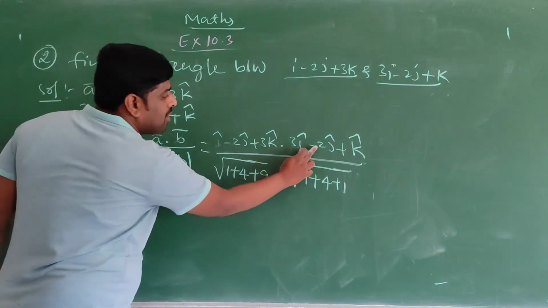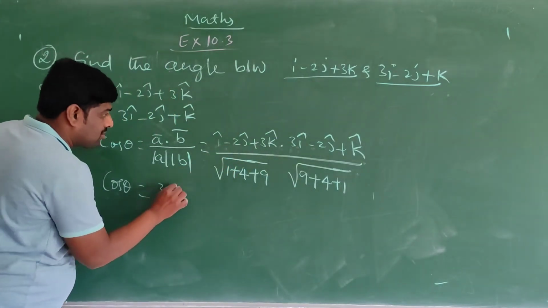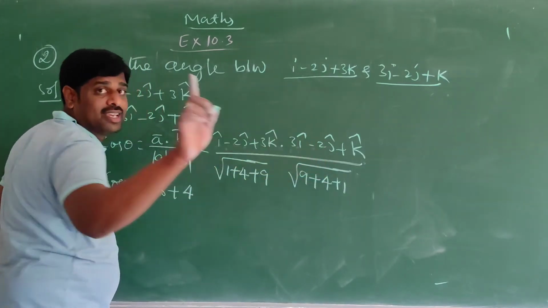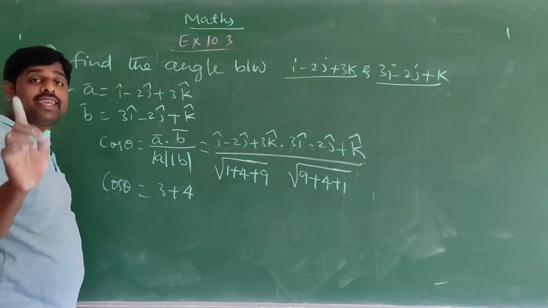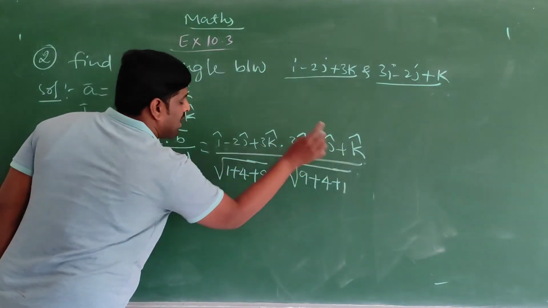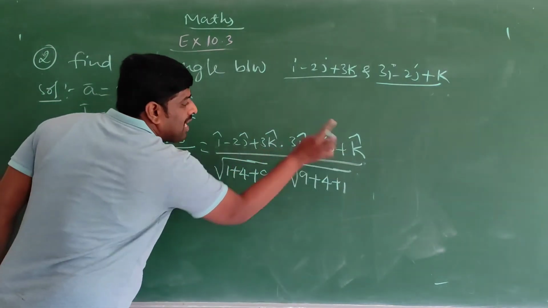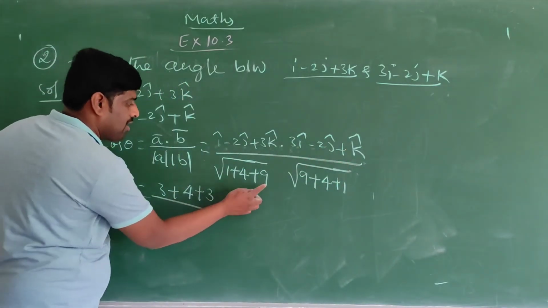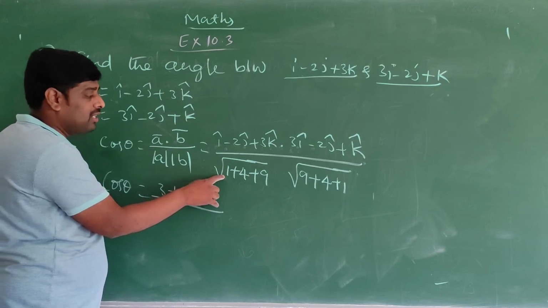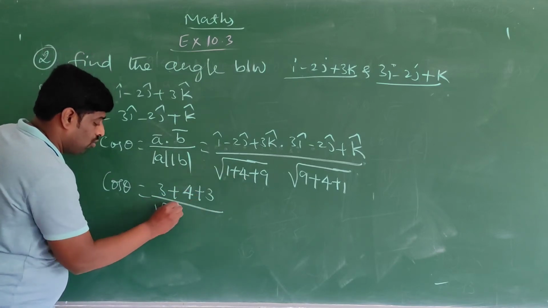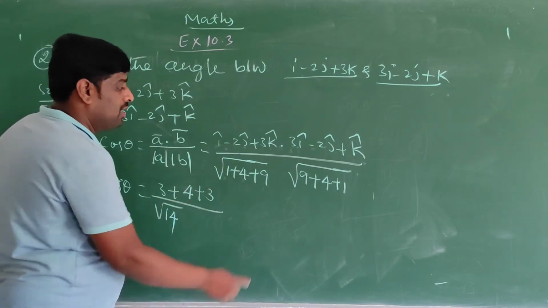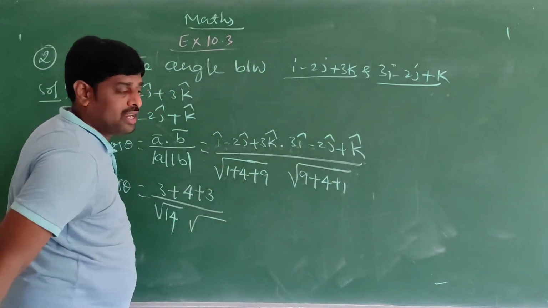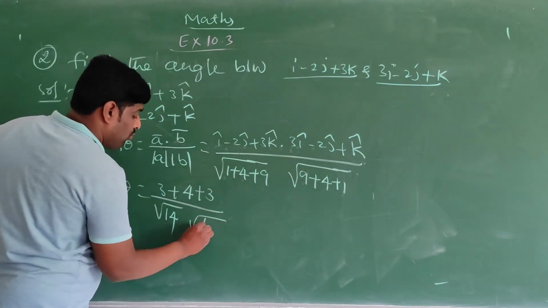Okay, that is minus into minus plus, 2 twos are 4, j dot j is 1. Anything into 1 is anything only. Plus into plus plus, 3 ones are 3, k dot k is 1. Divide by 9 plus 1 is 10, 10 plus 4 is 14, root 14. Okay, next, 9 plus 1 is 10, 10 plus 4 is root 14.